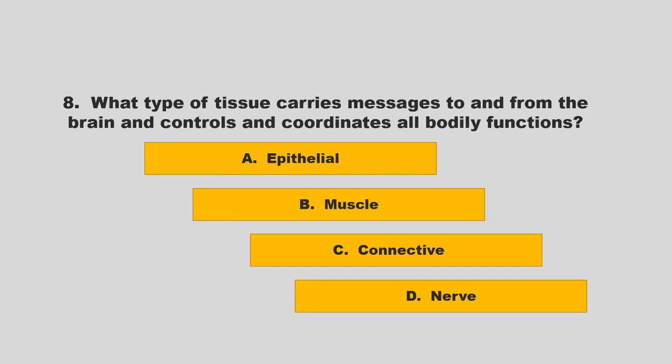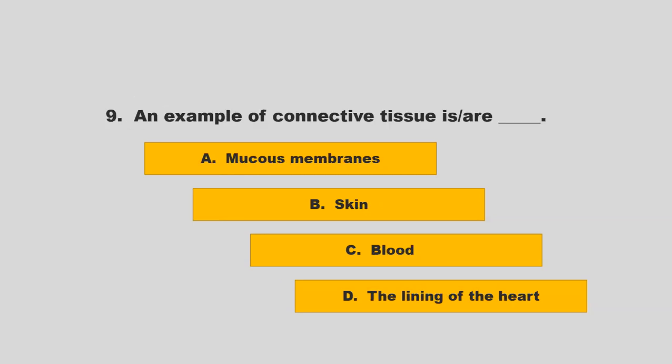What type of tissue carries messages to and from the brain and controls and coordinates all bodily functions? Epithelial, muscle, connective, nerve. If you chose D, nerve, you are correct.